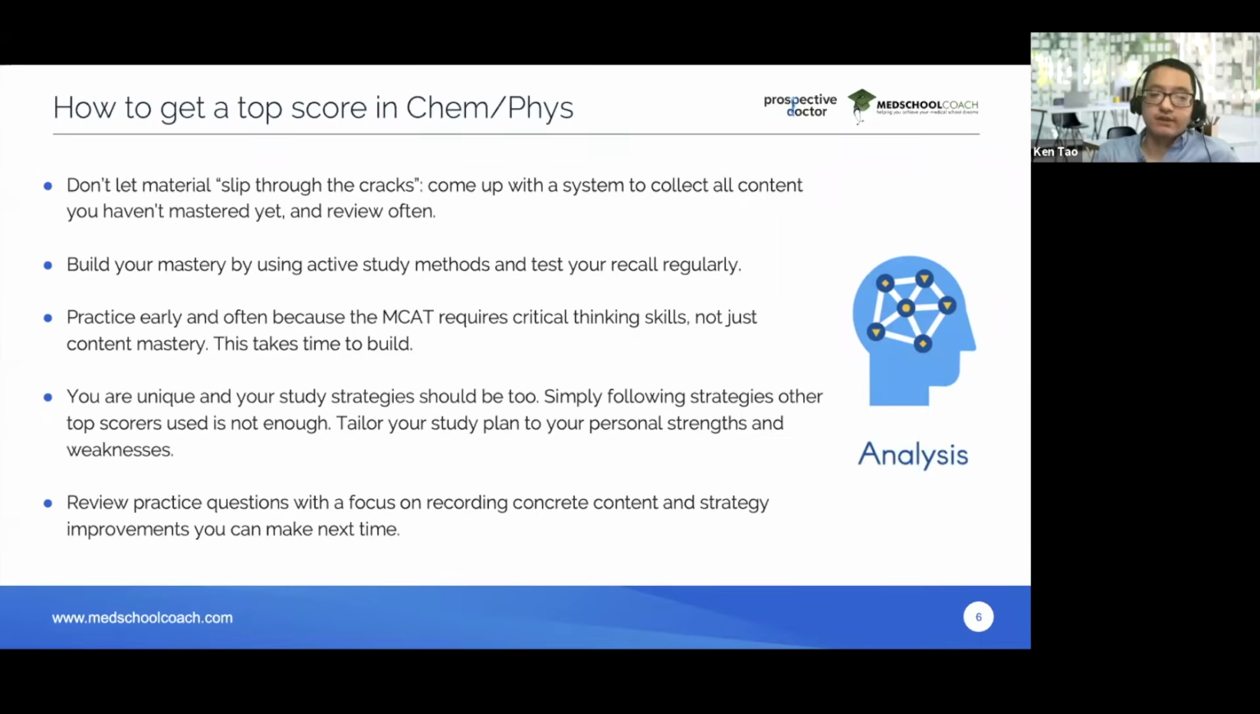You don't want your test day to be a gamble of, gosh, I hope on test day I don't see anything on circuits, right? So if you want a top score in the Chem Phys section, you should really be prepared for any possible topic that shows up on the exam. So if you know that there's a particular chemistry topic or physics topic that you've never felt comfortable with, then that's a topic you definitely want to make sure that you address at some point.